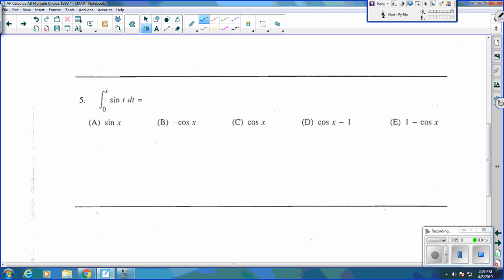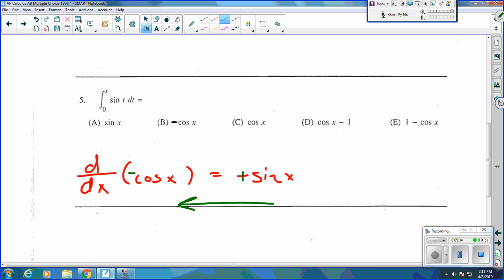Find the integral from 0 to x of sine t dt. All right, so I had you memorize that the derivative of cosine is negative sine. And if you want to integrate, you just go the other way, instead of memorizing two things. You could memorize the integrals. But so right away, if I see the integral of sine t dt from 0 to x, I'm looking for negative cosine. So I can throw away this one, and this one. The only question is, is it B or E?